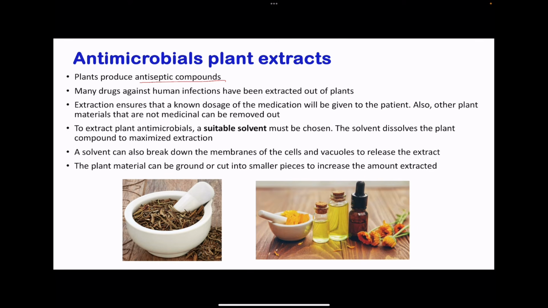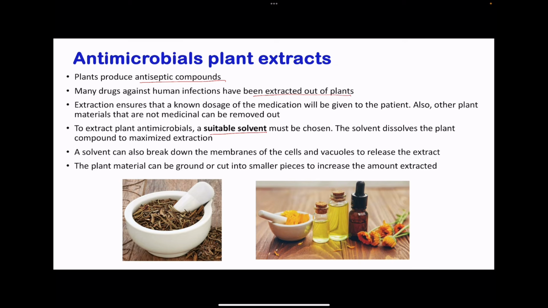Of course, many drugs used against infections in humans have been extracted out of plants. The extraction is carried out so that the dosage can be controlled, because if people just consume plant products without knowing the concentration, then the dosage cannot be managed. To extract the plant antimicrobials, we use a suitable solvent.